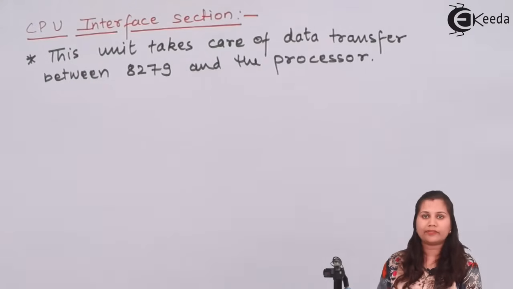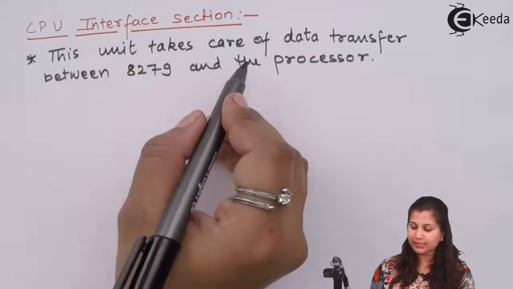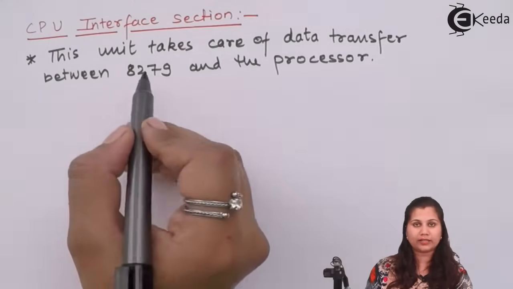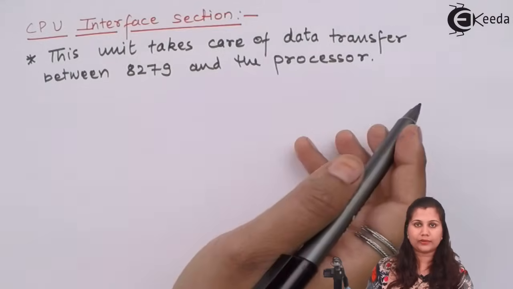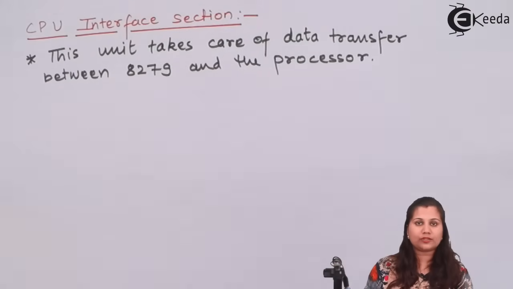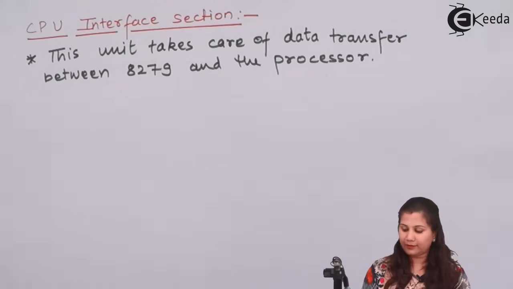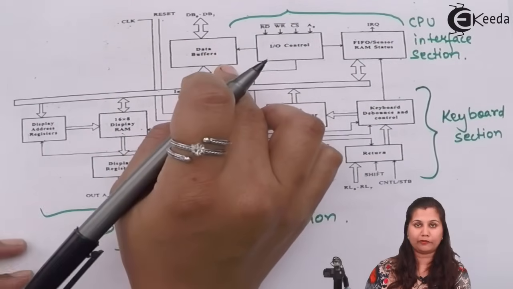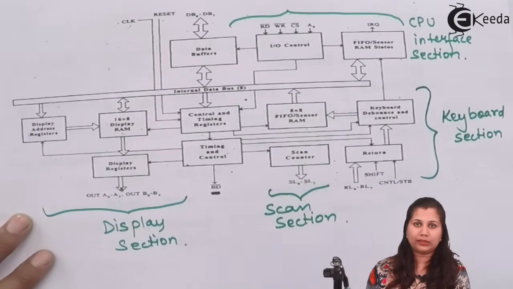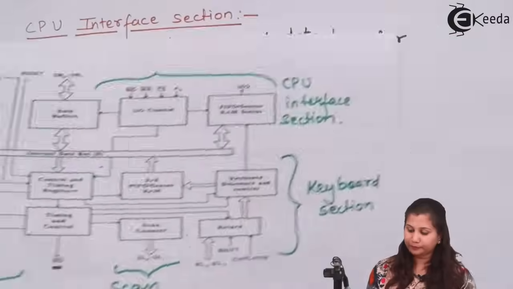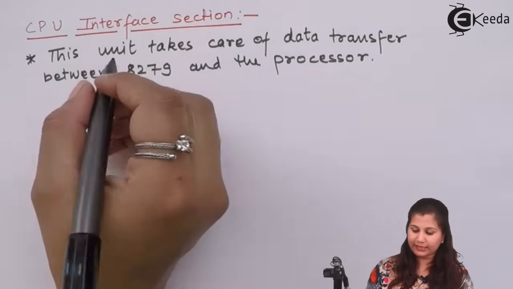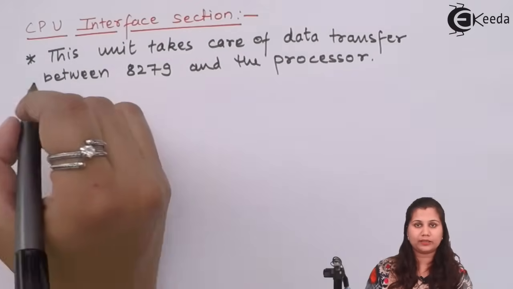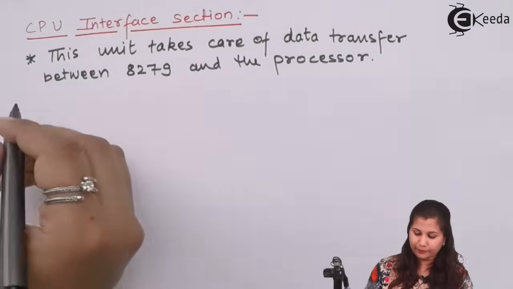The CPU interface section takes care of the data transfer between the 8279 and the processor. So whatever data is to be transferred between the 8279 and processor, the CPU interface section helps in it, because this section consists of the data bus and the data buffers. Through the data bus only the data is going to be transferred. So we can say that it takes care of the data transfer between the 8279 and the processor.